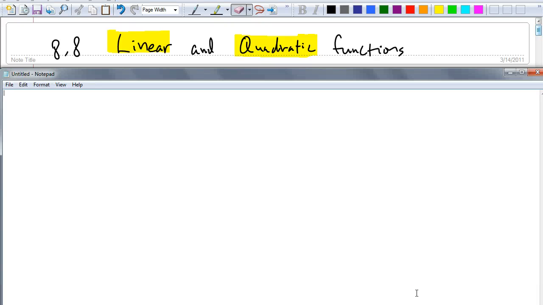Today we're going to learn about linear and quadratic functions. Okay, so we learned about linear functions last time. What does a linear function look like? f of x equals 2. Since it's a linear function, it's a line.